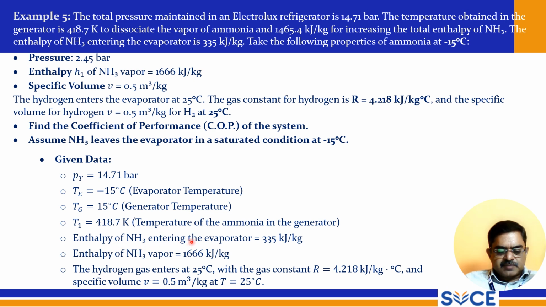Enthalpy of NH3 entering the evaporator, that is equal to 335 kilojoules per kg. Enthalpy of NH3 vapor equal to 1666 kilojoules per kg. The hydrogen gas enters at 25 degrees Celsius, and gas constant is also given, and the specific volume at temperature 25 degrees Celsius are also given in the problem. So first list down all this and then start your problem.